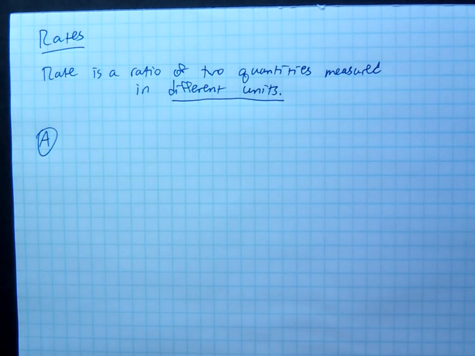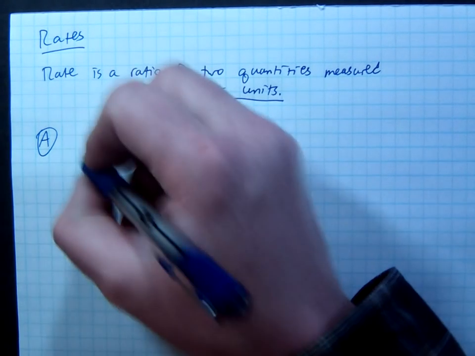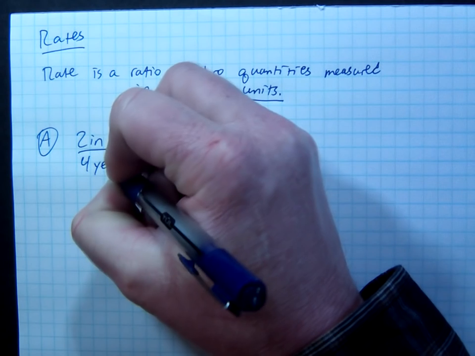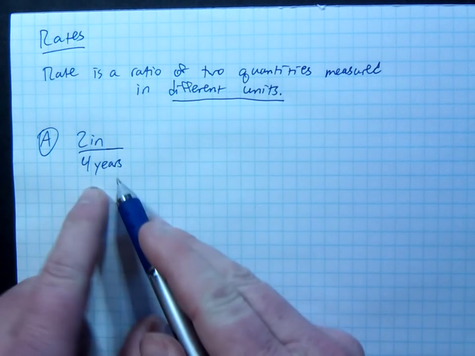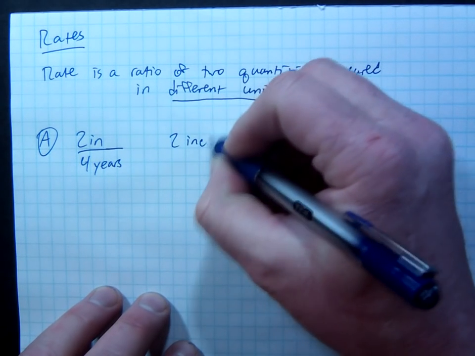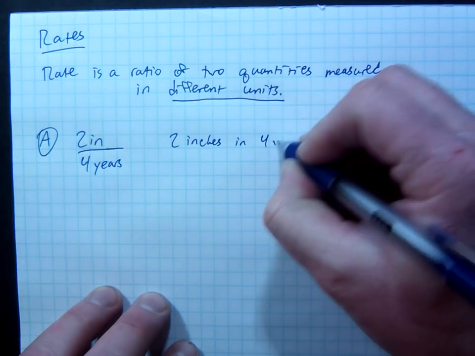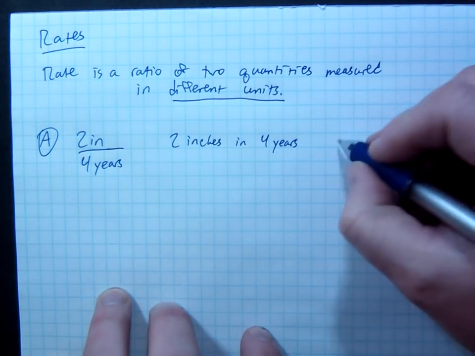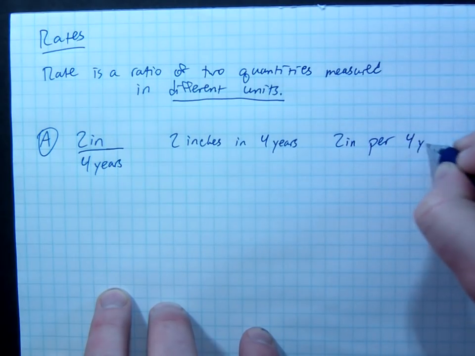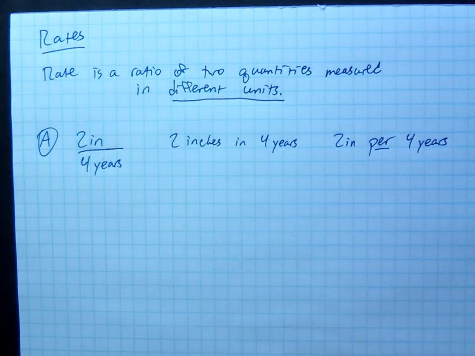Let's say you are measuring your growth over time, and you have been growing 2 inches in the last 4 years. I've written this as a ratio in fraction form. I could also write this as 2 inches in 4 years. And I can also use the word per: 2 inches per 4 years. Per, just like when we use the word miles per hour, it means to divide by. It means we are working with a rate.